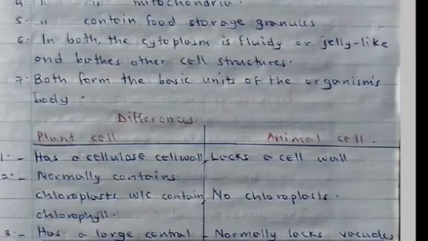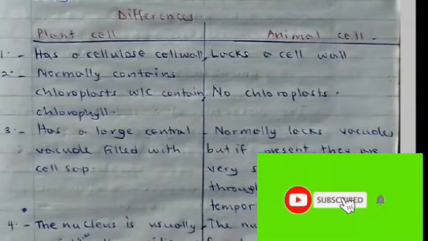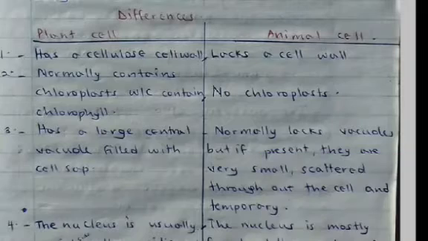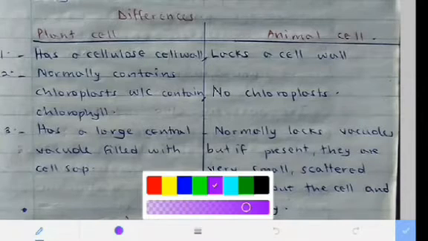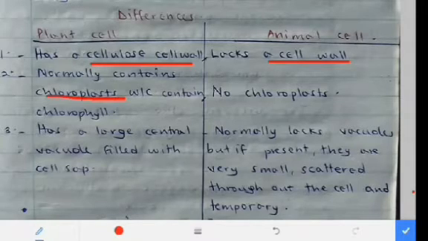So now let us continue and look at the differences between plant and animal cells, and I hope that you might have covered these things in your ordinary level. Now we have a plant cell and an animal cell. A plant cell has a cellulose cell wall, but this one doesn't have a cell wall. So a cell wall is only present in plant cells. Then the plant cell contains chloroplasts, which contain chlorophyll that manufactures food, but this one has no chloroplast, as you can see.